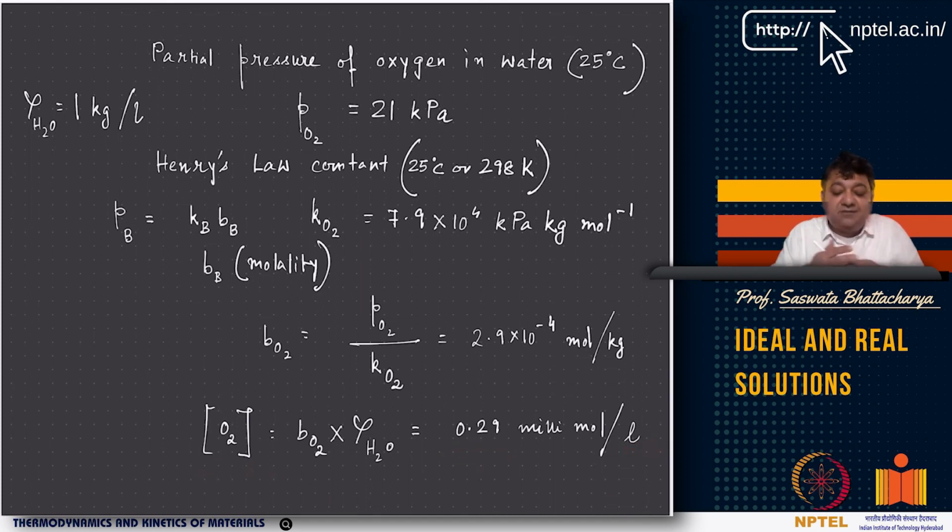So basically, this is one example of dissolution of oxygen in water, and you have a very little amount of oxygen, 0.29 millimoles of oxygen per liter of water. And so you can apply Henry's law. Henry's law can also be written in terms of molality. So here this is the molality of solute B. Molality means per kg, right? So BO2, for example, is this many moles per kg of the solvent. Solvent here is water.